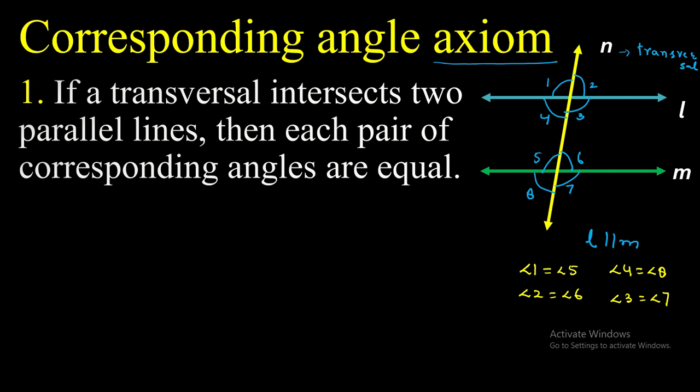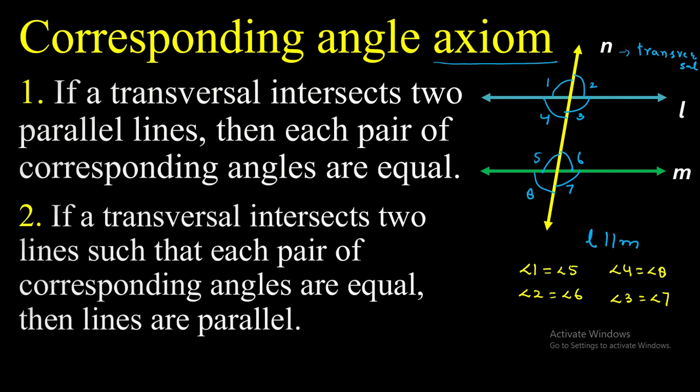And then we have its converse, which says if a transversal intersects two lines such that each pair of corresponding angles are equal, then the lines are parallel. That means in the converse of the first statement, if it is given that when a transversal intersects two lines such that corresponding angles are equal, then the lines will be parallel. So this was the property of corresponding angles formed by a transversal with parallel lines.